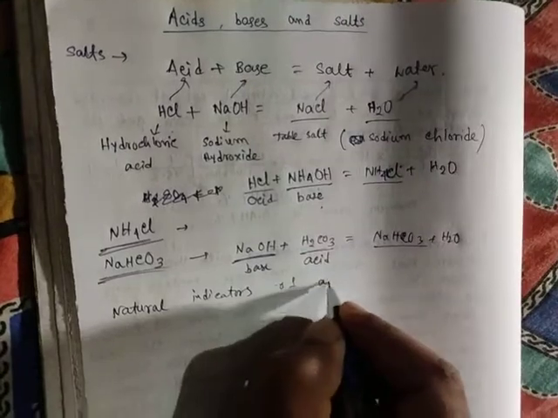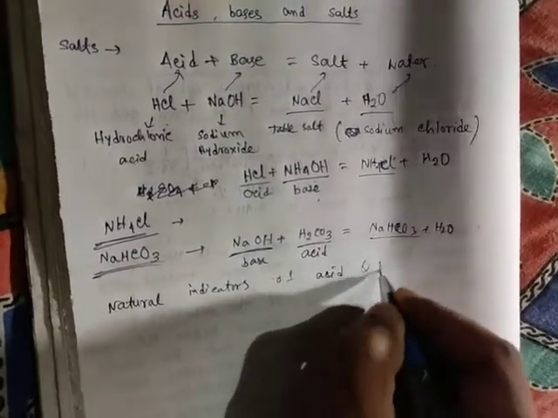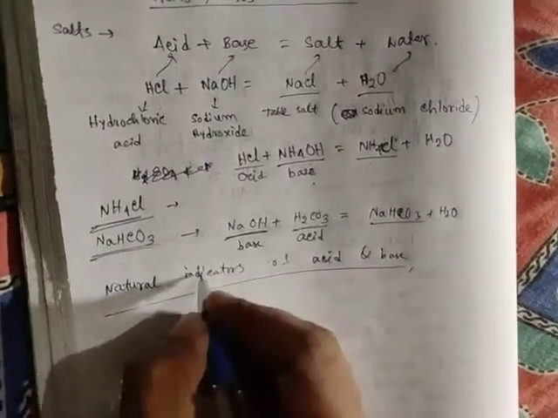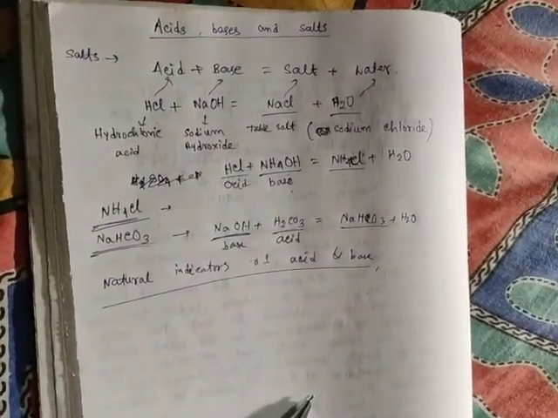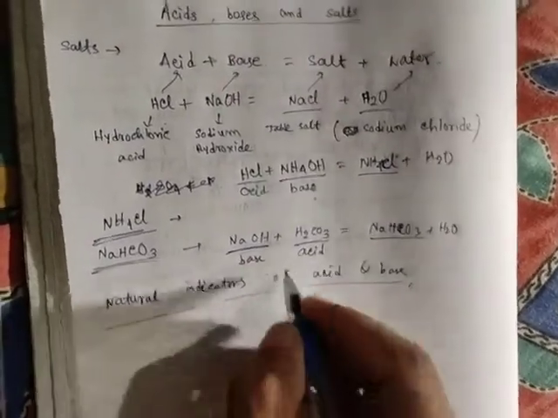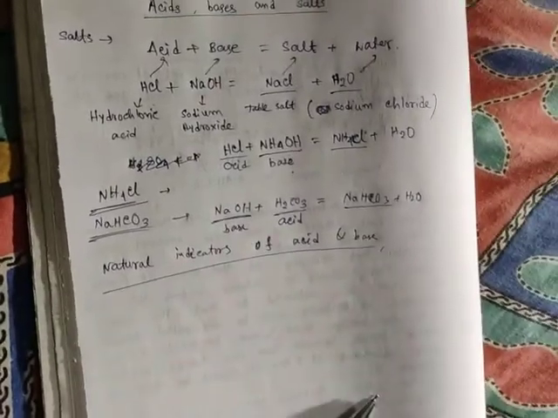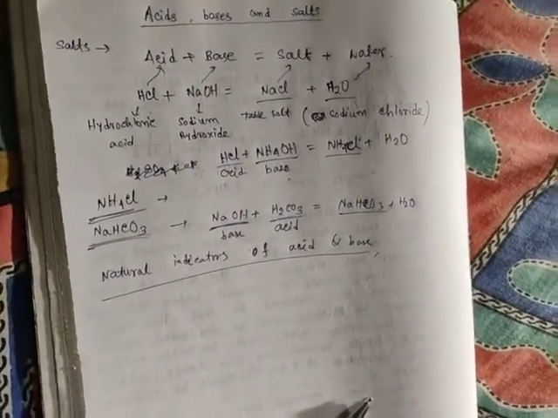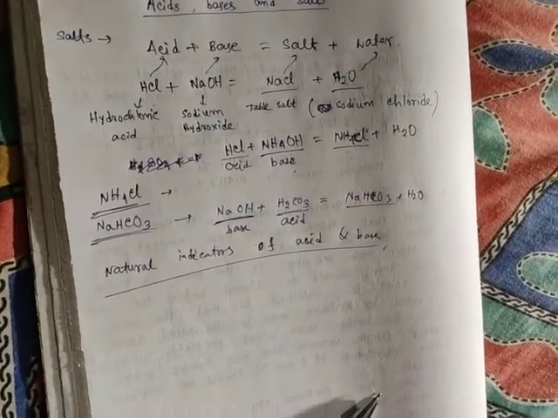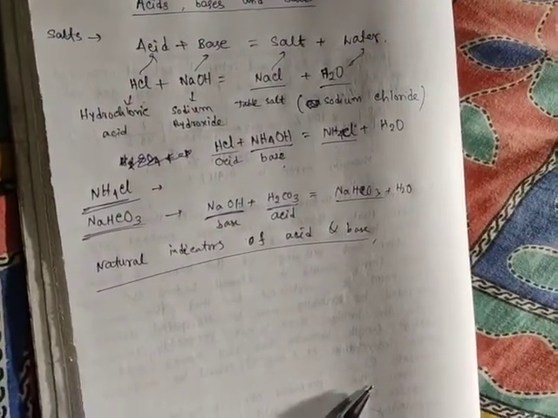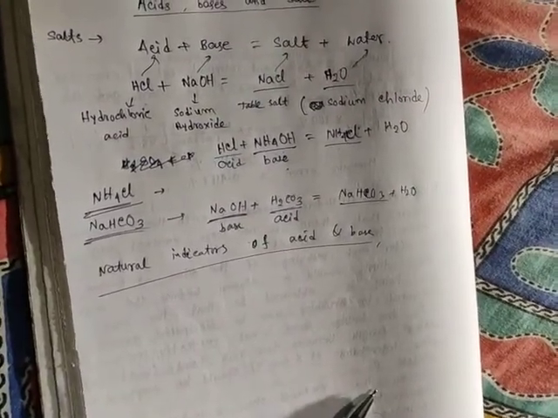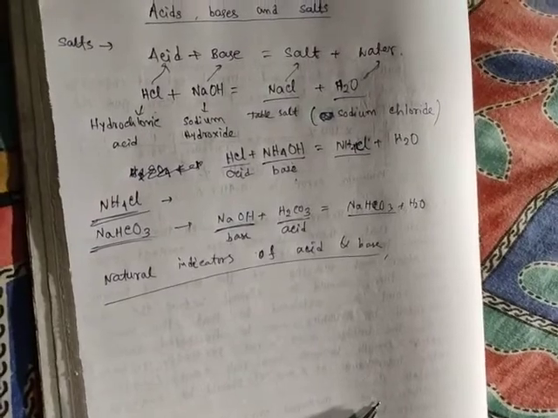Indicators of acid and base. At first, what are indicators? In a bike we have seen there are two indicators, right indicator and left indicator. What is the function of that? When the right indicator is on, it means we go in the right direction. When the left indicator is on, we go in the left direction. That means it indicates the side, right side or left side. Similarly, an acid-base indicator shows whether it is acid or base.